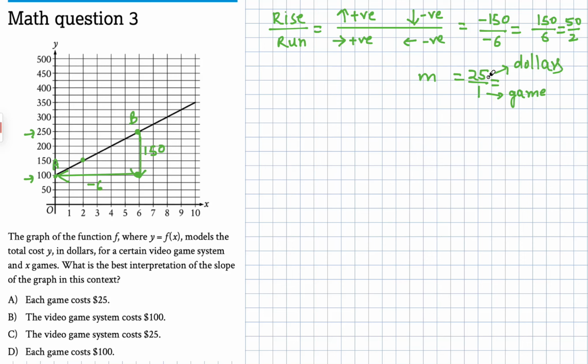So slope is 25. Now let's see, each game costs 25. The video game system costs $100? No, we cannot say that. The video game system costs 25? No, it's one game which is of $25. Each game costs $100? No. So our correct answer is each game costs $25. Why? Because the rate of change here, which is slope, is 25.